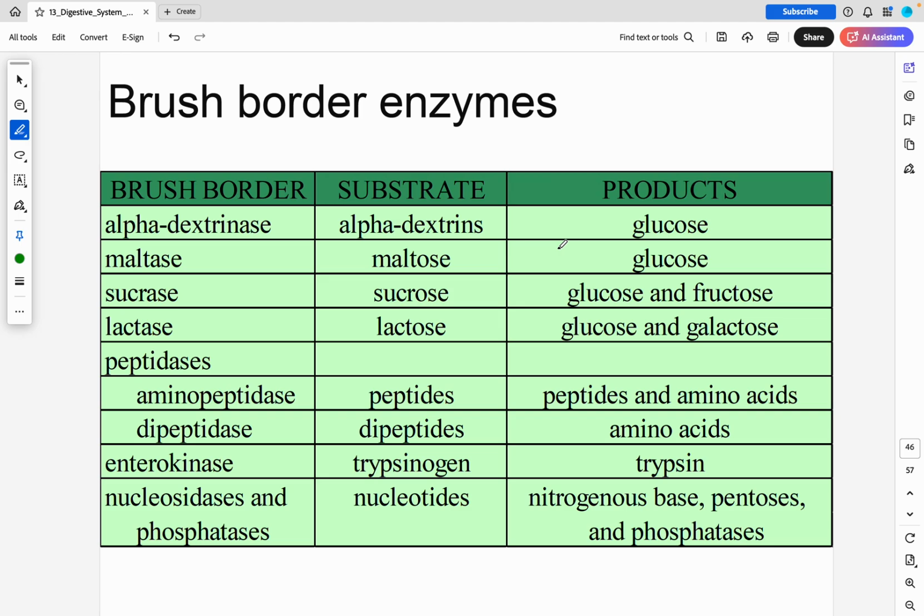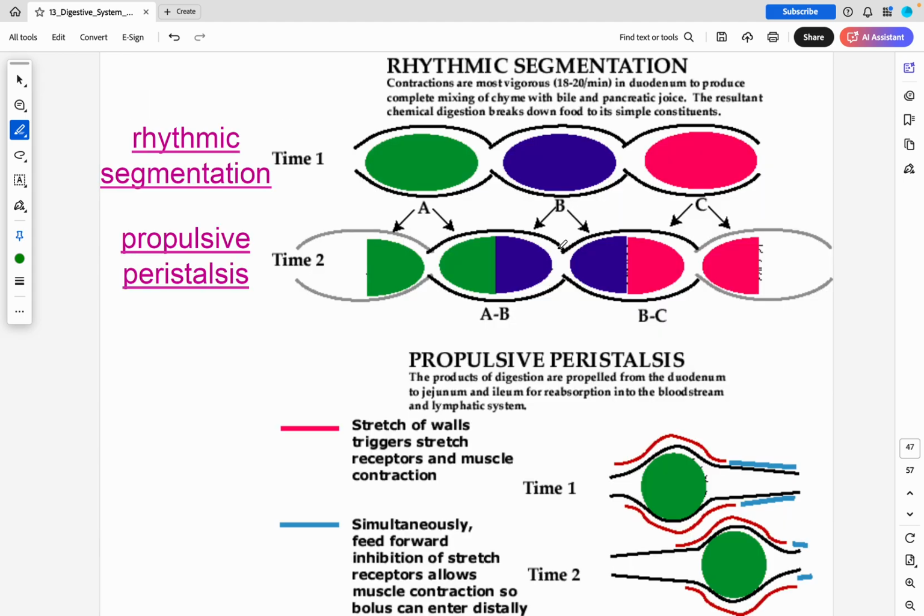Also, for the brush border enzymes, what are those, what substrates they act on, and the byproducts of their activity. So please make sure that you take a look into this table and review it.